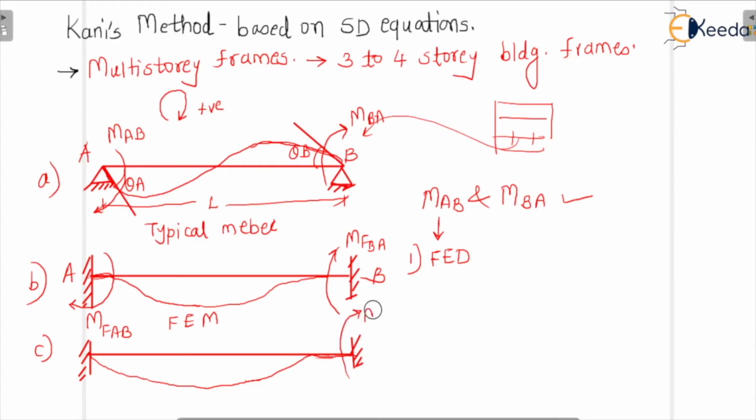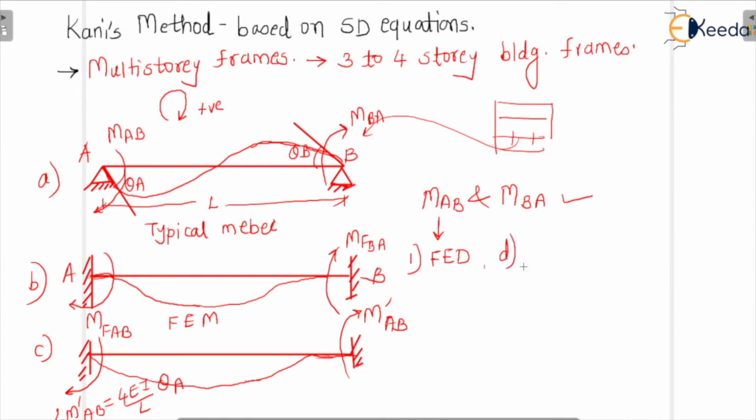So because of that, the new moment is m dash AB, and here it is 2m dash AB. That is nothing but 4EI by L. Okay, so we used to use the direct formula 2 theta A plus theta B, right? The same thing we are writing here in a diagram format.